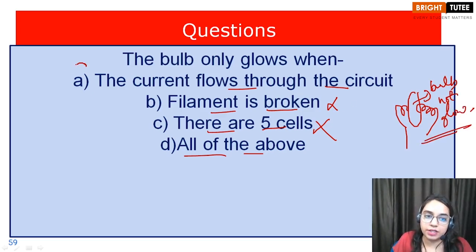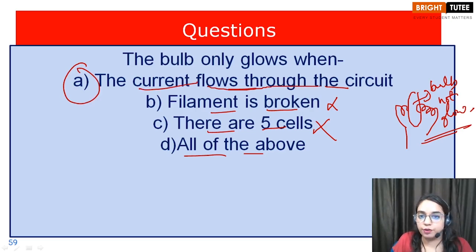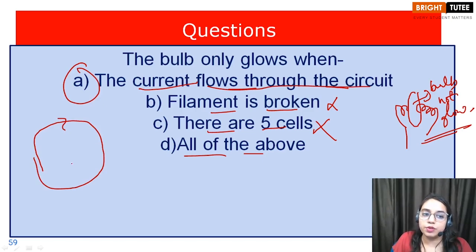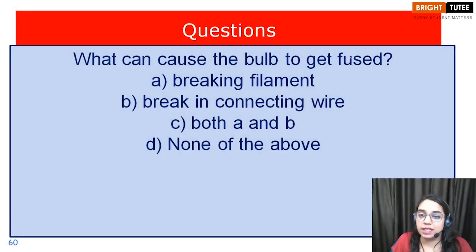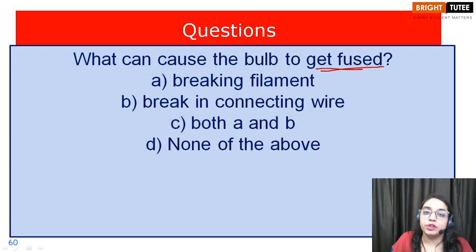Okay, bulb will not glow, and in this case, so this cannot be the answer. So the correct answer is A part, that is the current flows through the circuit. The bulb will glow only when the current flows through the circuit, right children? So let us move to the next question. So what can cause the bulb to get fused?